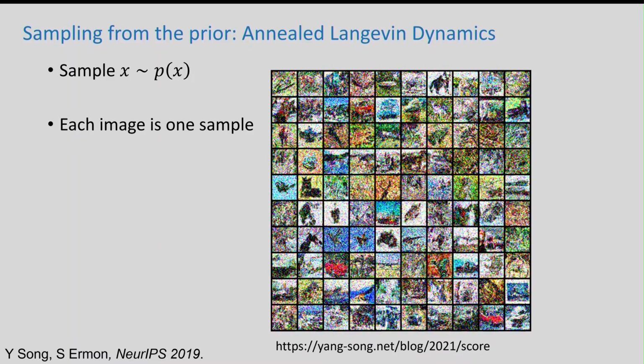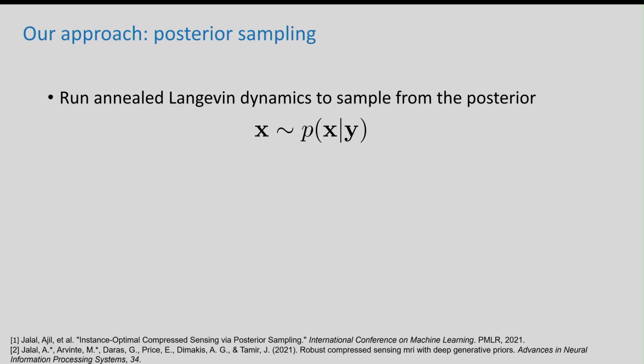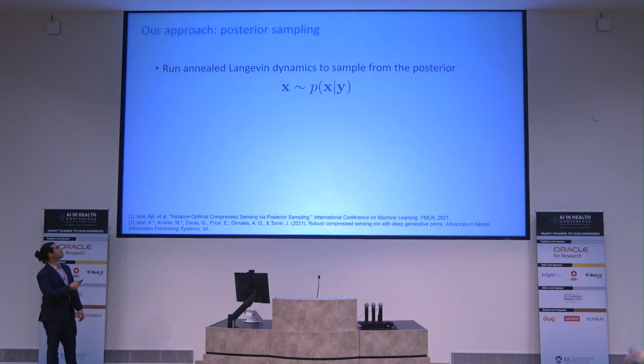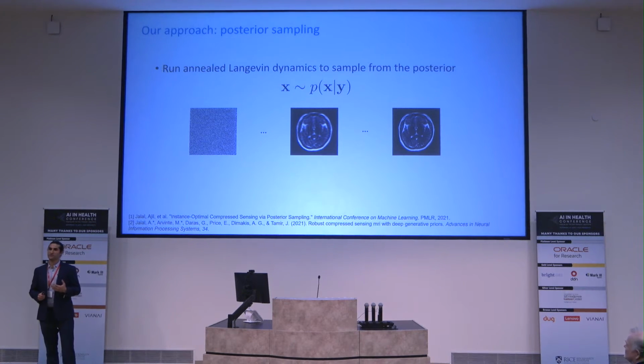So how do we use that with MRI? In MRI, we don't want to just generate any arbitrary image. We want to generate the image that matches our data. We want to find the image X that best matches the data Y. We want to actually sample from this distribution. So we'll call that posterior sampling. But we run the algorithm in a very similar way.